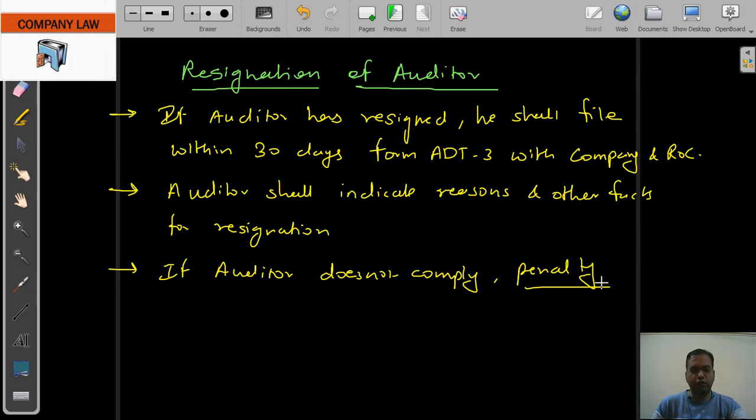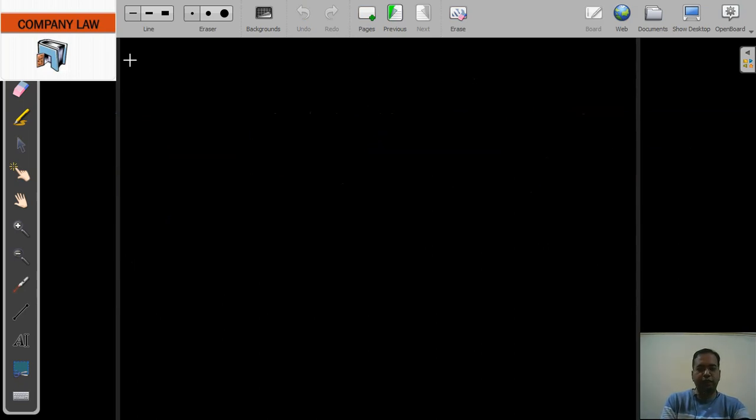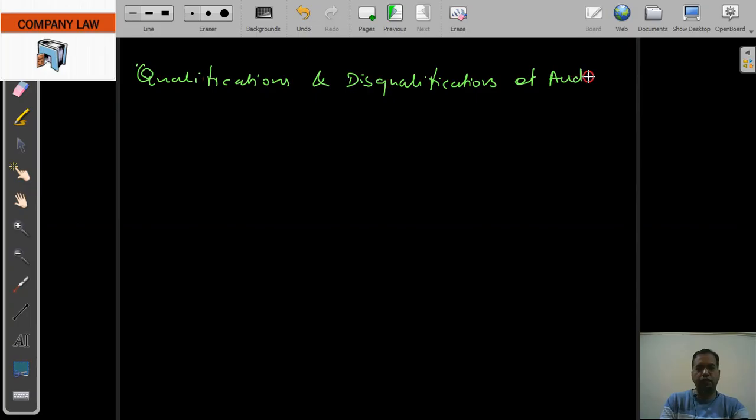So these are some of the provisions we have seen. Now we'll talk about eligibility, qualification and disqualification of auditors, or you can say qualifications and disqualifications of auditors. Section 141.